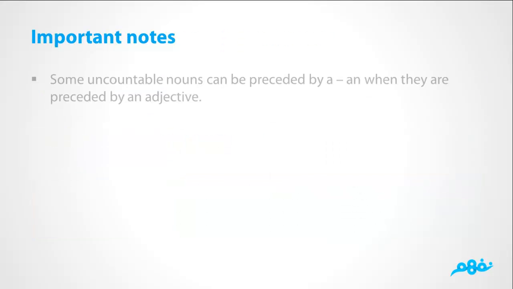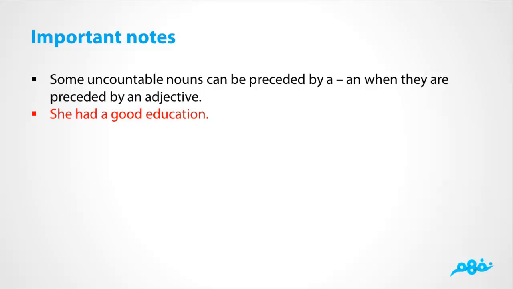Important notes. Some uncountable nouns can be preceded by a or an when they are preceded by an adjective. She had a good education. The word education is an uncountable noun, but in this sentence it's preceded by a good because good is an adjective.